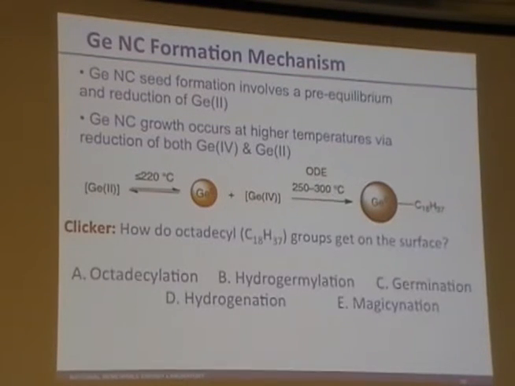And so you'll notice here we have this octadecyl group on the surface. It comes from octadecene over here. And so a little bit of terminology for those of you who are chemists in the audience. How do those groups get on there? There are 4 choices here: octadecylation, hydrogermylation, dehydrogenation, hydrogenation, or magacination. Magic.